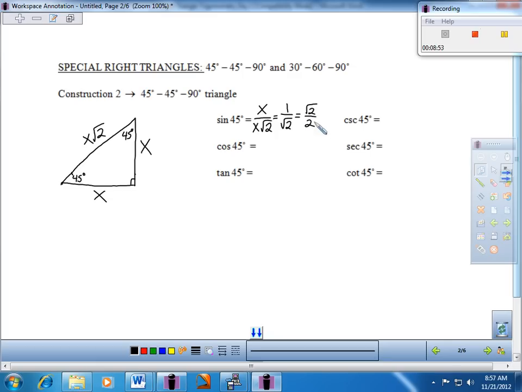Now, everyone, think back. Here's where that comes into play. Think back to the unit circle, of course, please. And if I asked you for the sine of pi over 4, what would you tell me? Square root of 2 over 2, of course. And this is where those numbers come from.